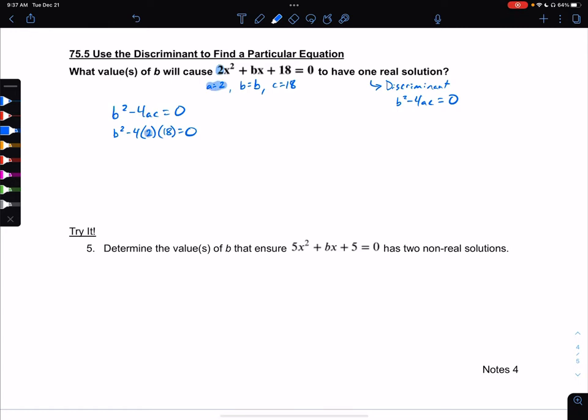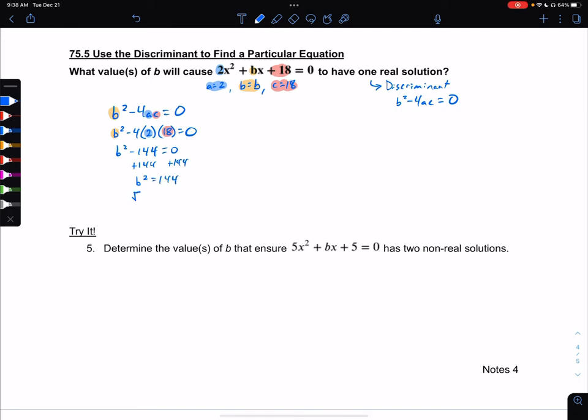So A is 2, B is what we're looking for, right? We don't quite know what that is yet. And C is 18. So we would solve this out: b squared minus, we multiply these out and this would be 144. I would then add 144 to both sides. So b squared is equal to 144.